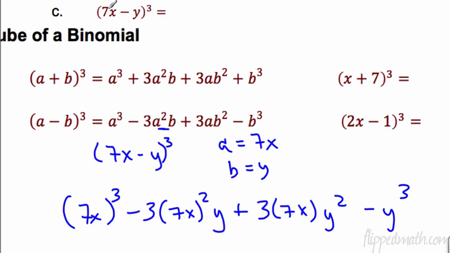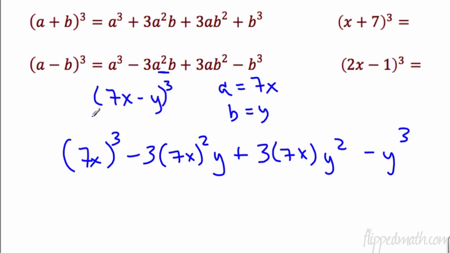C here. We have 7x minus y. That difference is cubed. All right, so I look at my two rules. It's the second one, a minus b cubed. So I've written out a would be 7x and b would be y. All right, that's basically the form that we have here. So we have a cubed minus 3a squared, so it's 7x squared times b, which is y, plus 3ab squared, so 3 times 7x times y squared, and then we subtract y to the third power.